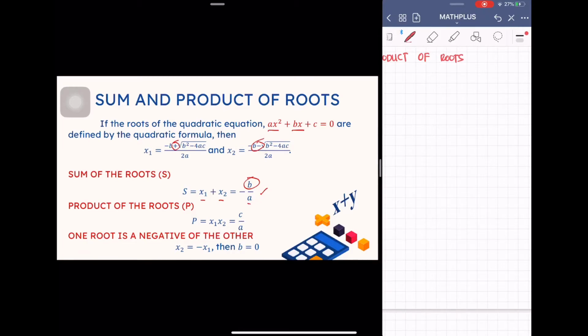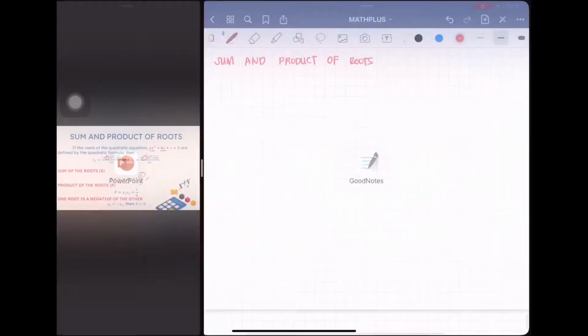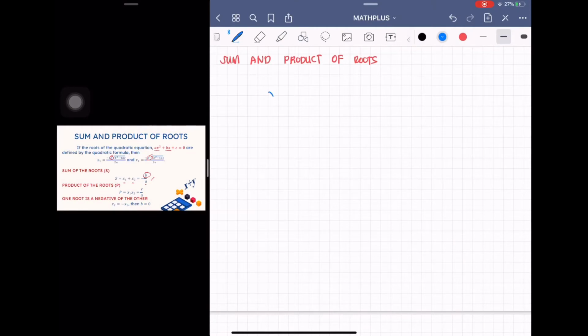To prove that to you, let me write down here that x sub 1 is equal to negative b plus the square root of b squared minus 4ac all over 2a, and that x sub 2 is equal to negative b minus the square root of b squared minus 4ac all over 2a. And let's say we're being asked to solve for the sum. That means we take x sub 1 plus x sub 2, the sum of the roots.